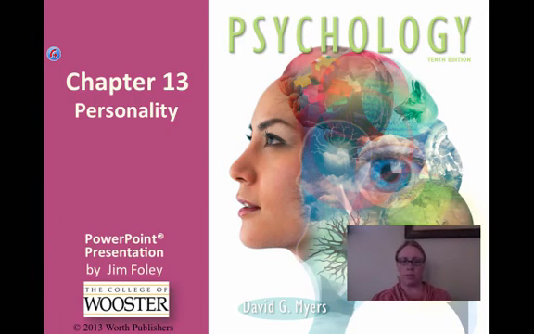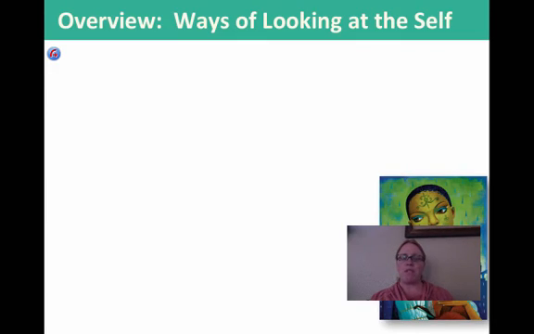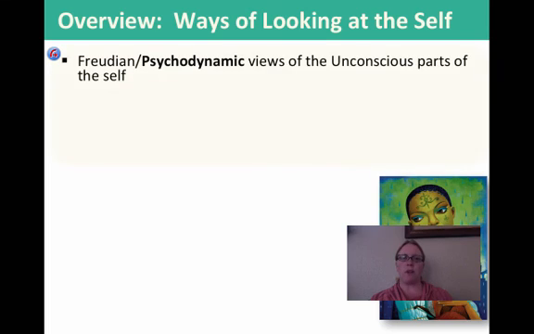All right, so the next unit is our personality chapter. We wrapped up talking about development and how we develop cognitively, physically, and socially. But now we're going to look at this idea of the self. As an overview, we're going to start with the Freudian or psychodynamic views of the unconscious parts of the self, which is the underlying stuff that you're not necessarily aware of.